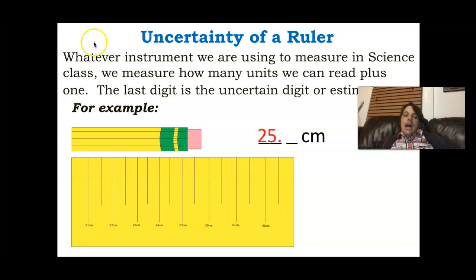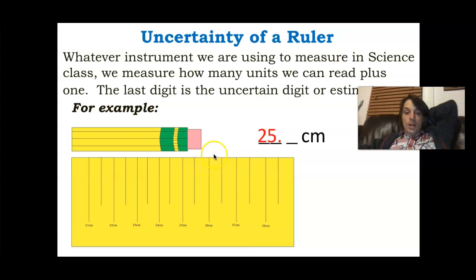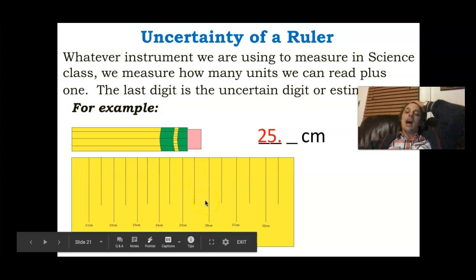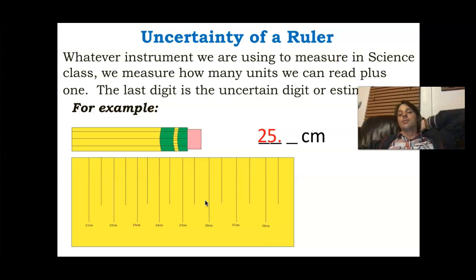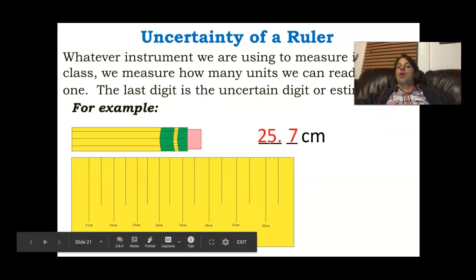All right? Now, can you necessarily say it's 25.6 or 25.7? No, because my instrument doesn't allow me to be that specific. So I went as precise as the instrument allows, and then I added one additional uncertain digit. I said 25.7. Maybe you said 25.6. Okay, maybe you said 25.8.